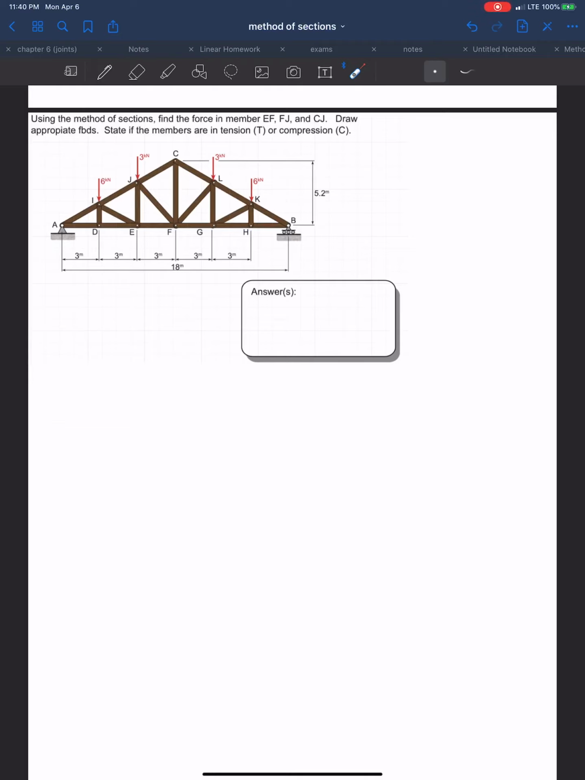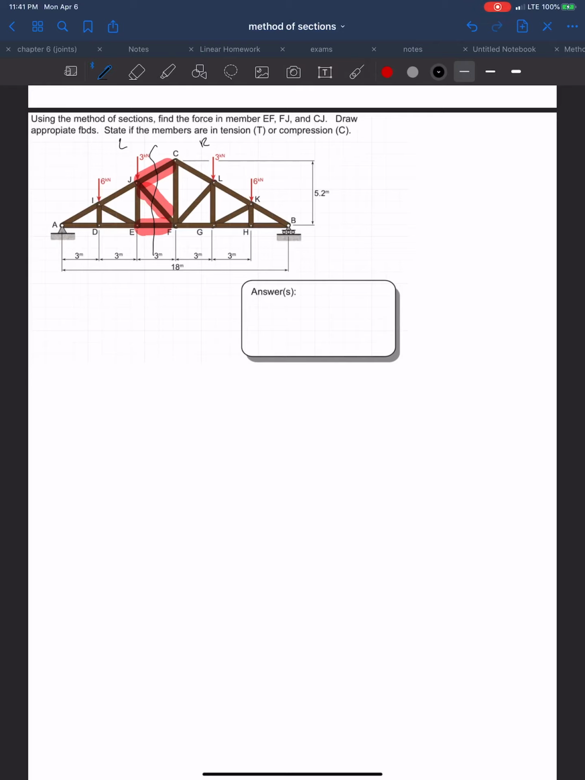So here we have another truss problem, and we're also going to be solving this one using the method of sections. So we're going to be looking for EF, FJ, and JC. I'm going to go ahead and highlight those for you guys. So we're going to have our CJ, we're going to have our JF, and our EF. Now remember, like I said in my last video, you want to go ahead and cut that, and you want to pick your left or your right side.